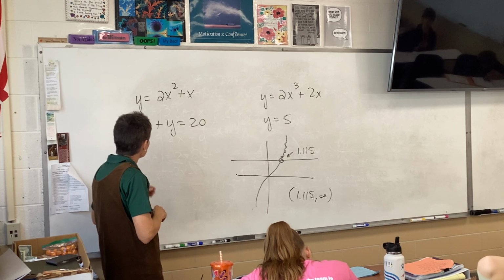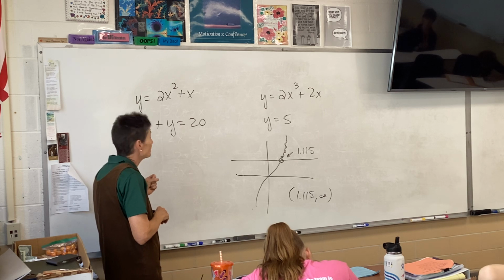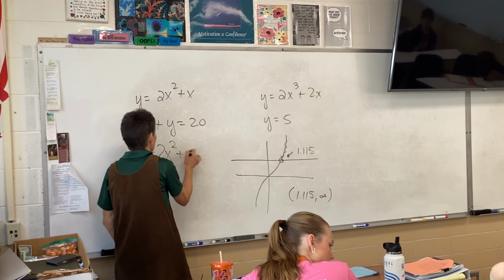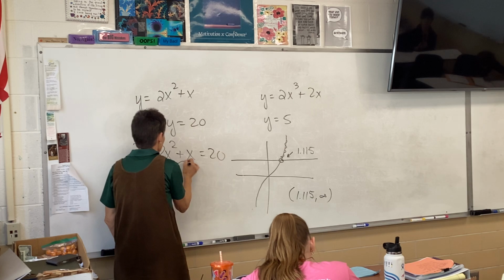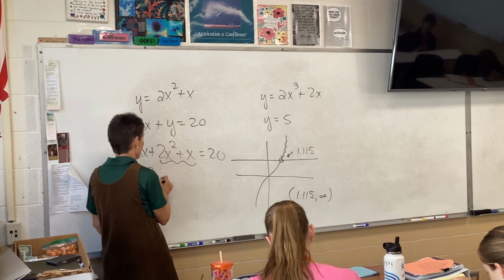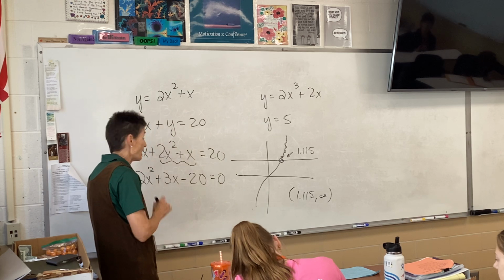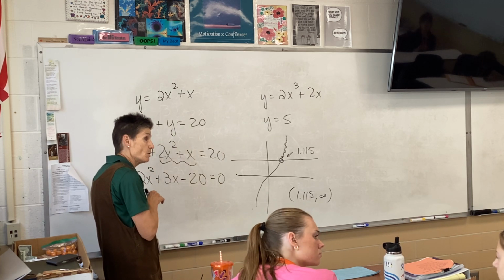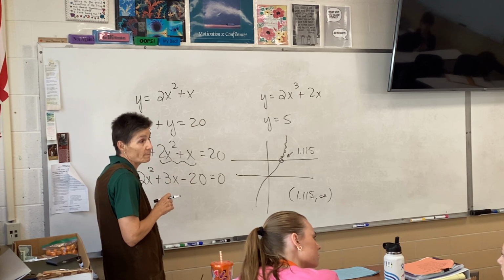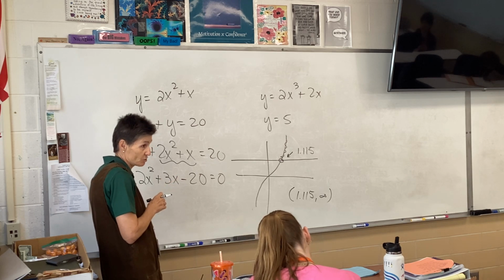How do you want me to substitute? Like 2x squared plus x, put that right here? I can. So 2x plus 2x squared plus x equals 20, because this right here is your y. So now I've got 2x squared plus 3x minus 20 equals 0. Now that's a quadratic. What are your options with a quadratic? You can use the formula, you can factor if it factors, and you can complete the square.